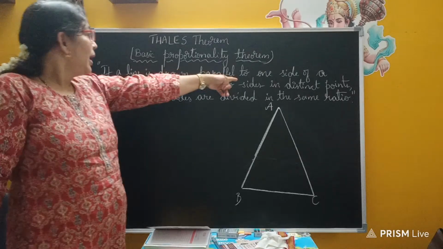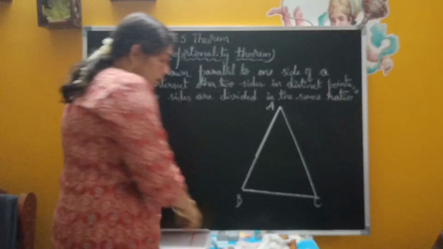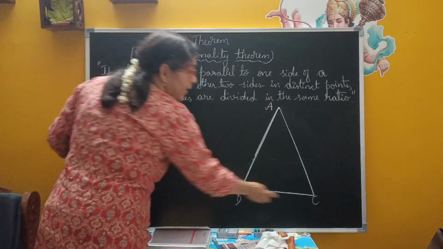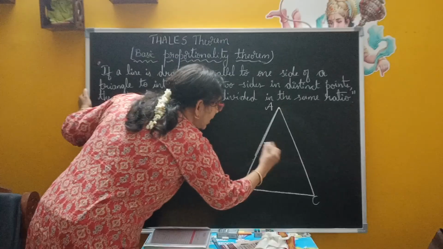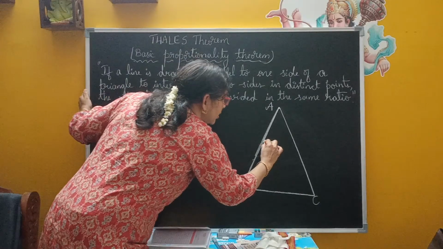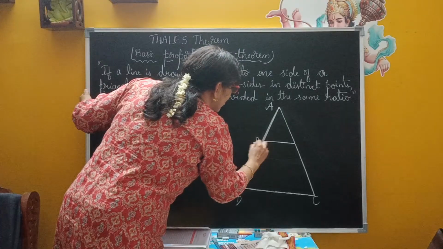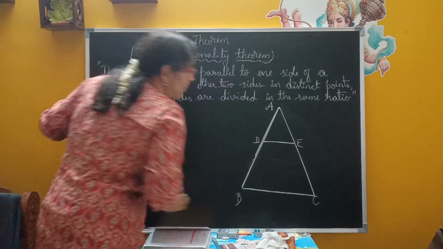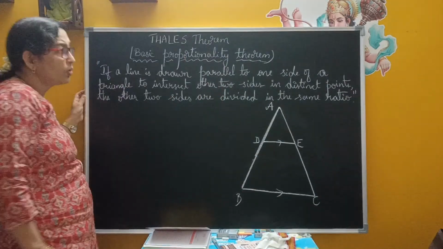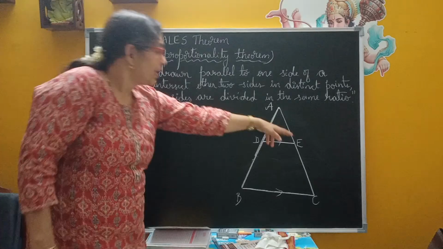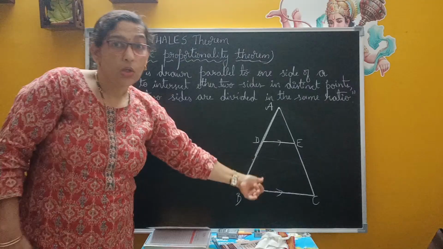Now, a line is drawn parallel to one side of the triangle. If I consider the side BC, the base of this triangle, as one side, I will draw one line which is parallel to BC. I will draw a line segment and name these points D and E. DE is now parallel to BC. So I have drawn a line parallel to BC. It is very clear now in the figure.